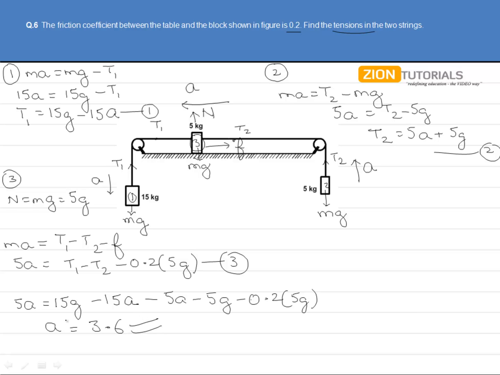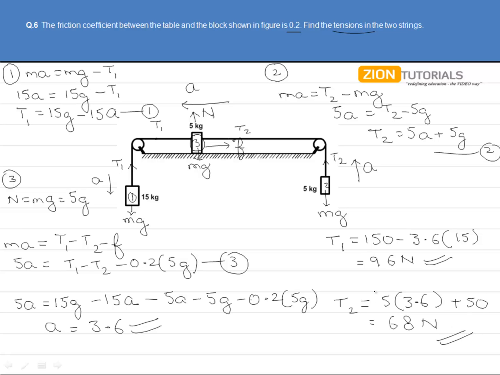Now, let us put this value of a in equation number 1 in order to get the tension 1, that comes out to be 150 minus 3.6 into 15, that is 96 newtons, and putting this value of a in equation number 2 to get the value of tension 2, that is 5 into 3.6 plus 15, which gives us the value of tension 2 to be 68 newtons. So these are the values of the tension forces that has been asked in the question, that is 96 newtons and 68 newtons.